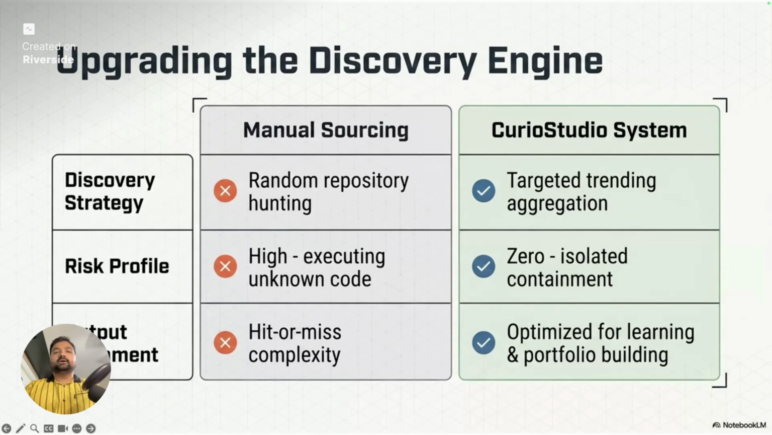So, upgrading the discovery engine, the difference is simple. In manual sourcing, I may randomly hunt for repositories, face unknown code risk, and get inconsistent output. But with CurioStudio, the system focuses on targeted trending aggregation, isolated safety review, and content alignment. So the goal is not just to find projects, the goal is to find projects that are useful, safe, explainable, and valuable for learners.